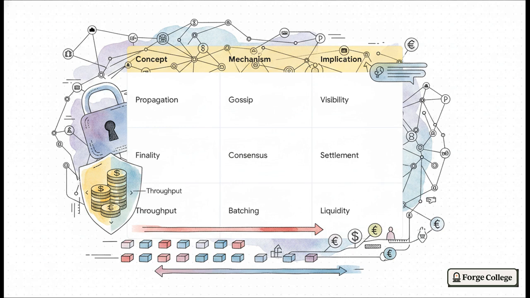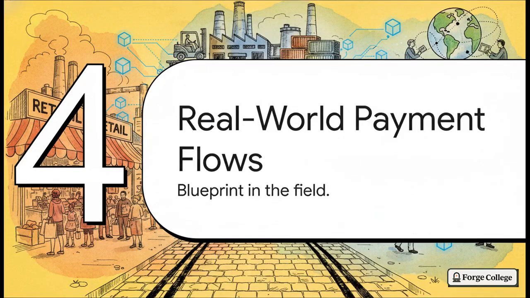Finality, whether probabilistic or deterministic, dictates your settlement rules and liquidity buffers. And throughput versus latency directly impacts the end customer experience. All right, enough theory. Section 4, real-world payment flows. Taking our blueprint out into the field.